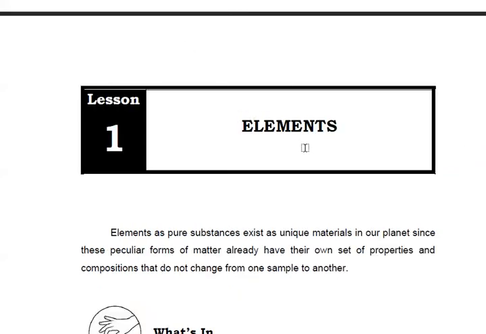Okay, so let's begin. We will start with lesson 1, elements. Elements are pure substances and they exist as unique materials on our planet, since these peculiar forms of matter already have their own set of properties and compositions that do not change from one sample to another.